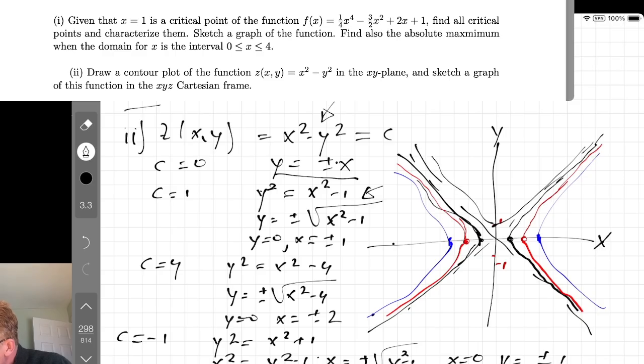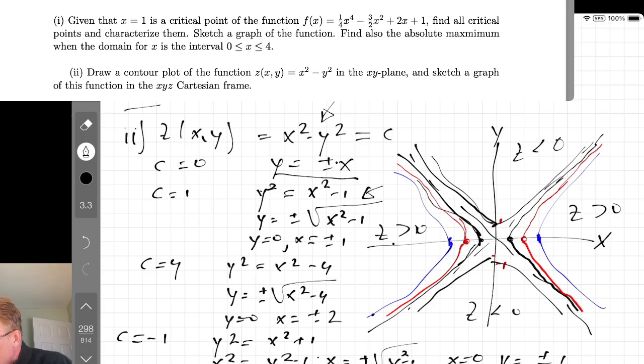But now I really should have used different colors or dashed lines. Here z is bigger than 0, because C is bigger than 0, and here z is less than 0. Here z is less than 0, etc. So in this region, when you make an xyz graph, it goes into the plane, and here as well, and here, because z is bigger than 0, it goes out of the plane. So what we have is a saddle.